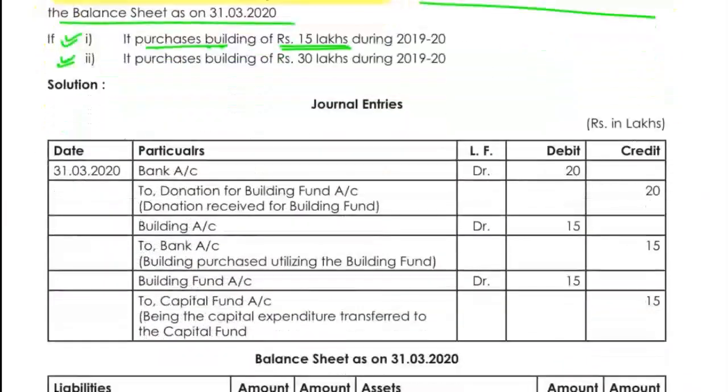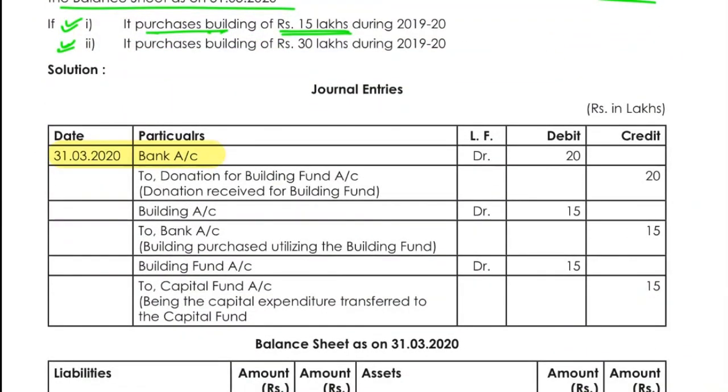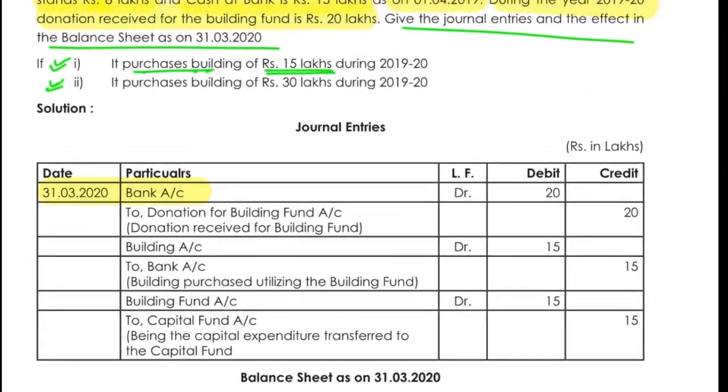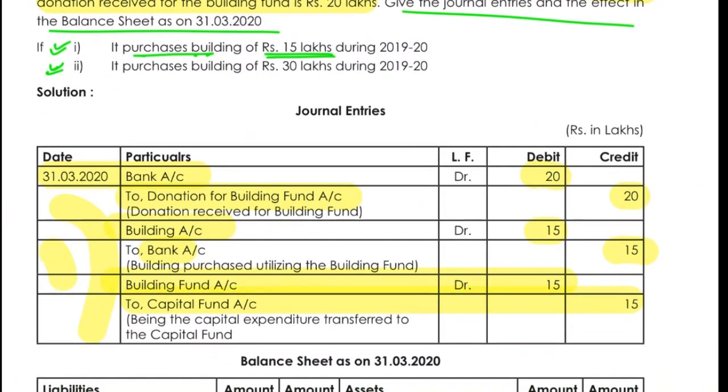Okay, just see the entry. First entry: if the donation has been received of 20 lakhs, so bank account debit to donation for building fund account 20 lakhs. That is done. Then in the first case, if you purchase the building of 15 lakhs, so building account debit 15 lakhs to bank account 15 lakhs, and in the same way you will debit your building fund account by 15 lakhs and credit your capital fund account by 15 lakhs. So that is scenario number one. Let's go to the second scenario.